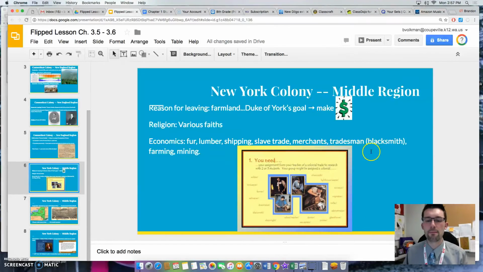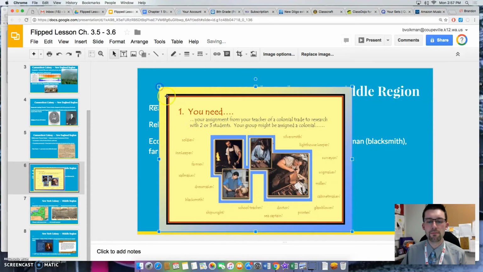We had tradesmen. I don't know if you can see this picture here very well. I'm going to make it bigger. Here's some examples of tradesmen. So take a look at that. Tradesmen are people who do a very specific job.